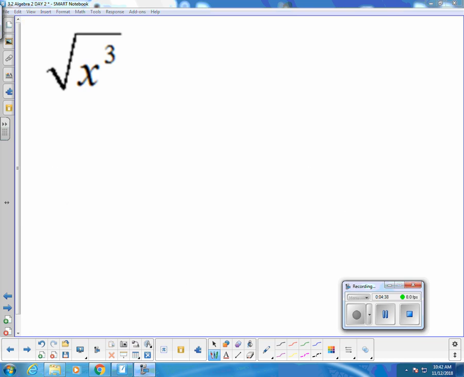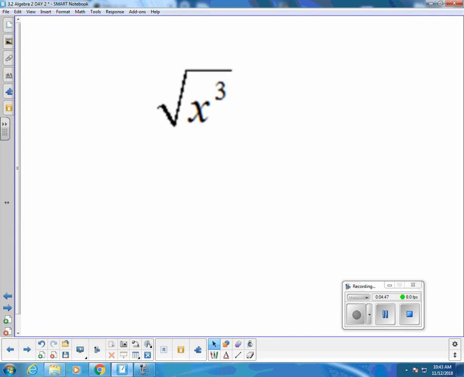All right, we're moving right along, and now we're going to be simplifying radicals down that are filled with variables. Whoa. So I have a really cool trick to show you that can help you simplify these radicals down.